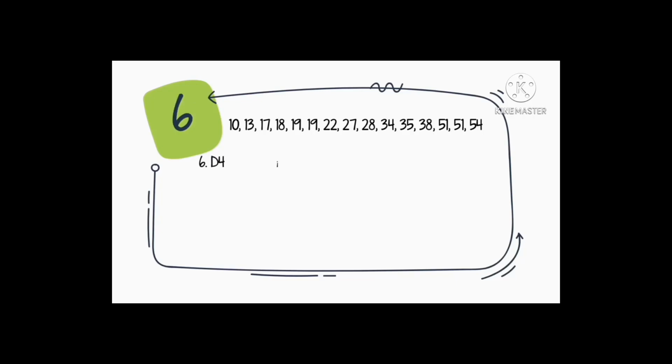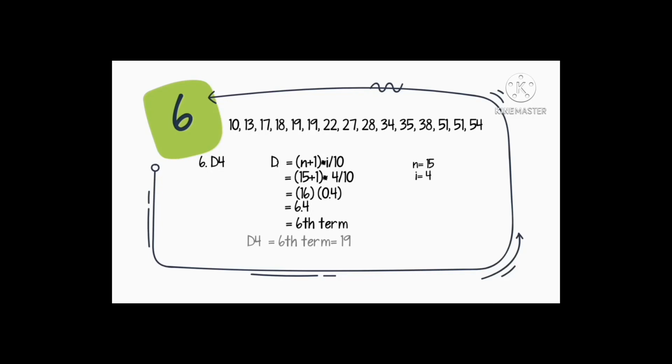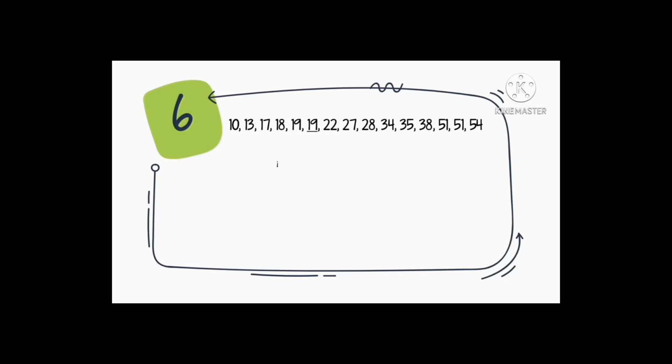The last one is finding the 4th decile in the set of scores. We will use the formula D sub i equals (n plus 1) times i over 10. Substitute the values of i equals 4 and n equals 15. D sub 4 equals (15 plus 1) times 4 over 10, which is 0.4. 15 plus 1 is equal to 16. 0.4 times 16 is equal to 6.4. Round off the 6.4, it will be 6. The sixth term in our set of scores is 19. So 19 is the 4th decile.